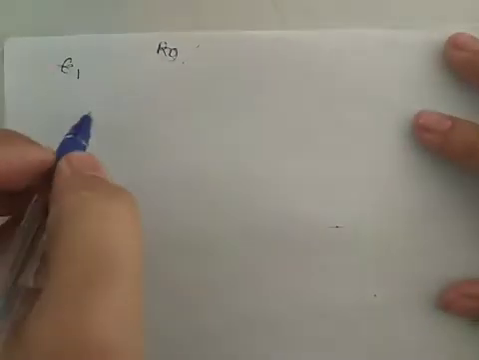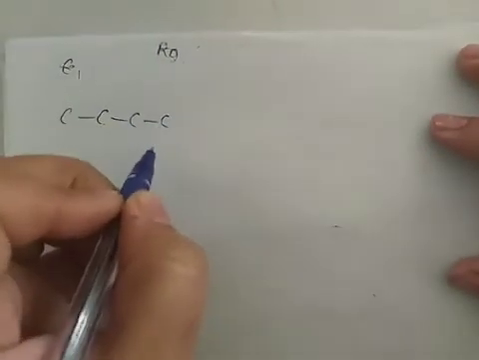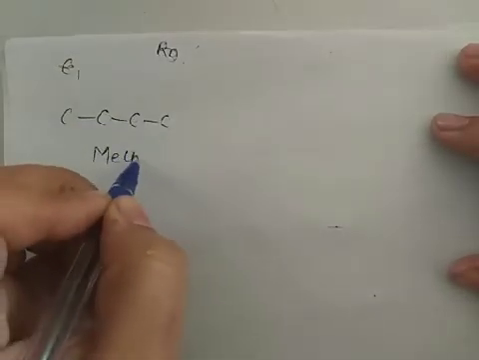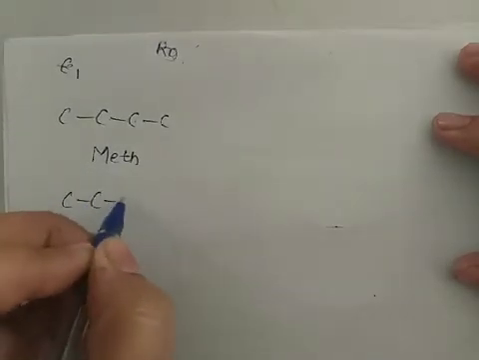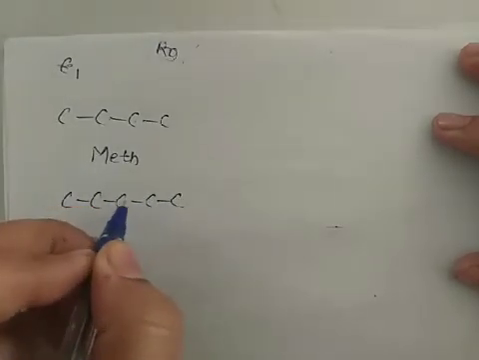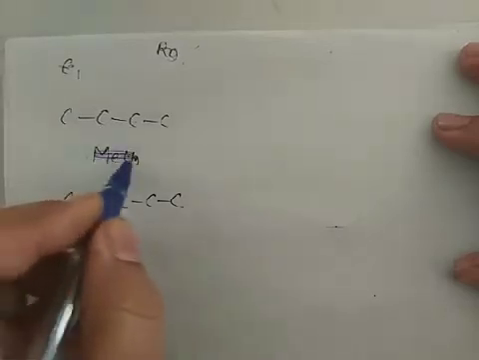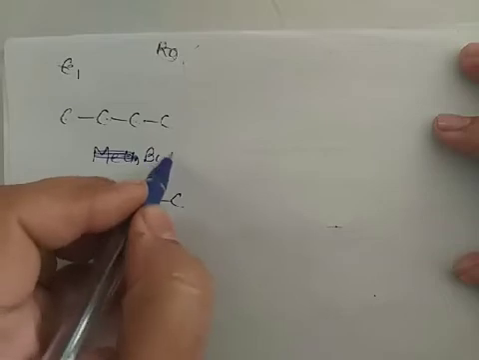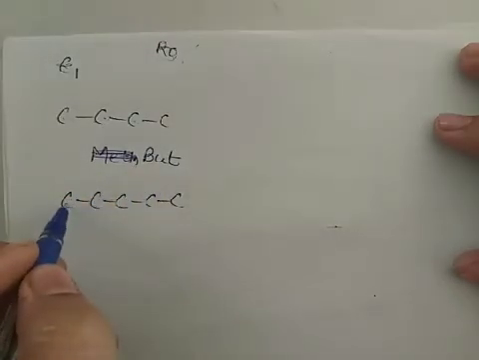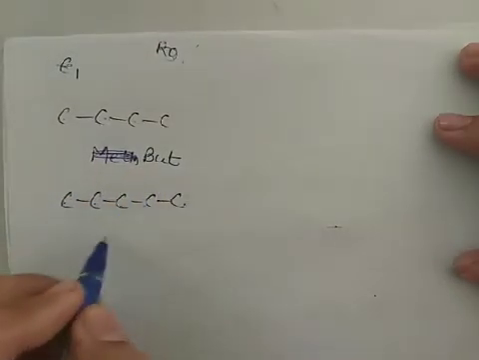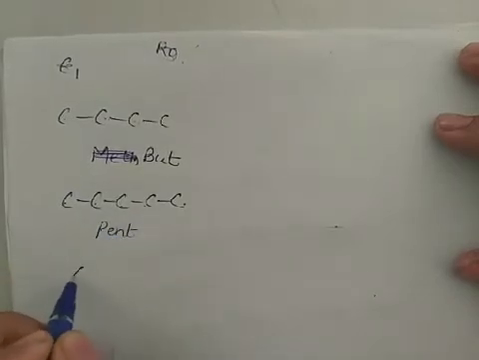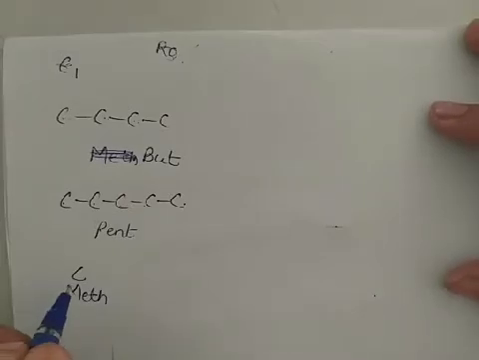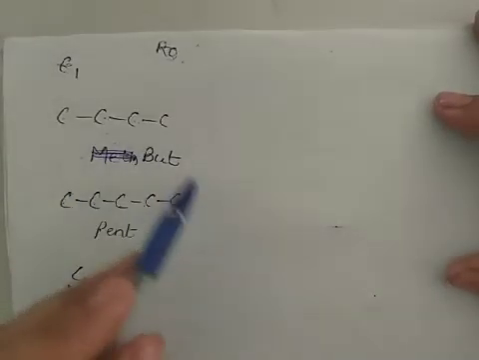See, if there are 4 carbons, we will use but. Sorry, for 1 carbon we use meth, for 3 carbons prop, for 4 carbons we use but, and for 5 carbons we use pent. If there is only 1 carbon, then we will use meth. Right. Now this is the root word.